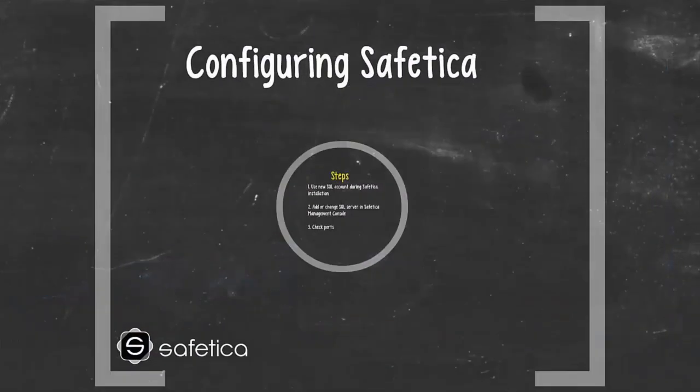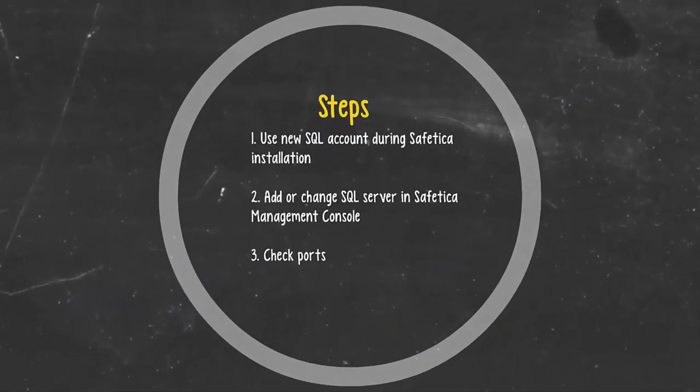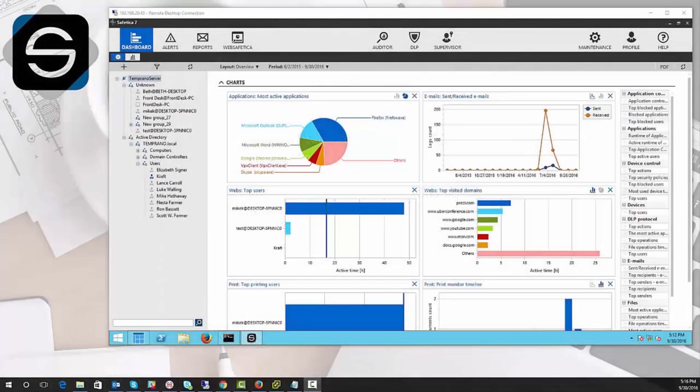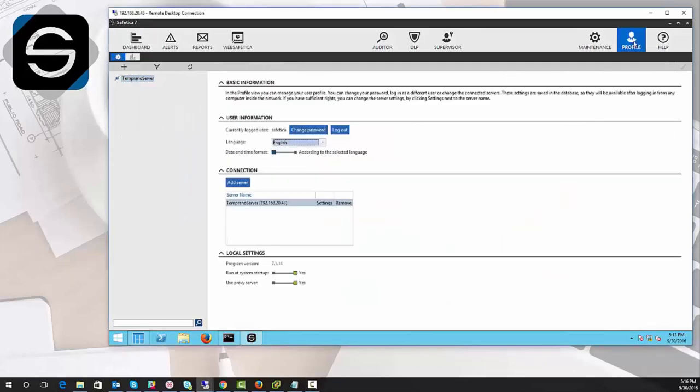Now let's look at configuring Safetica. In this section, we will be in the Management Console. We will look at changing your database in Safetica and then check your ports to make sure we have the proper communication. You can also change the database or set up a new one at any time in the Safetica Management Console. To do this, go to Profile. From here, you can add a new server or modify an existing one.